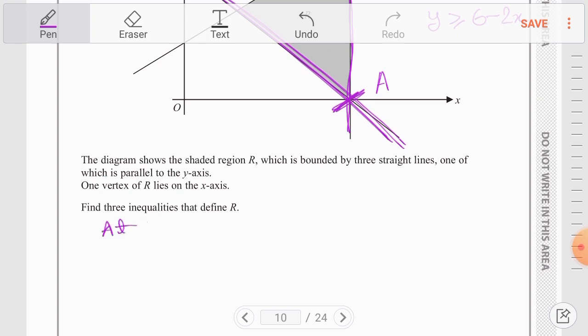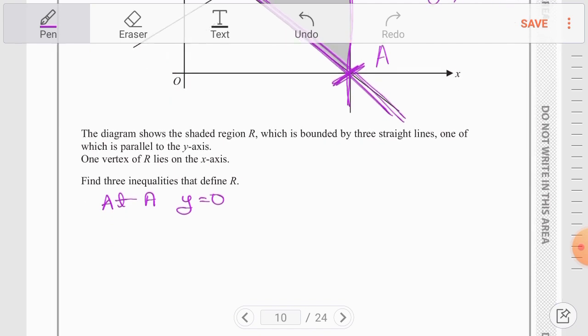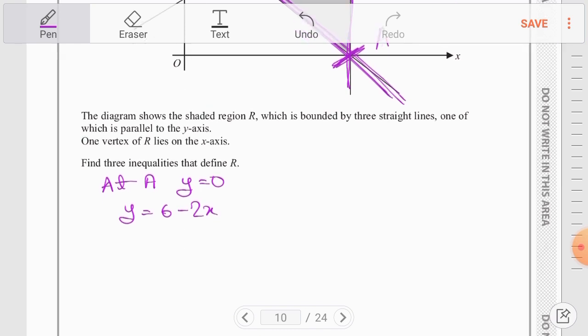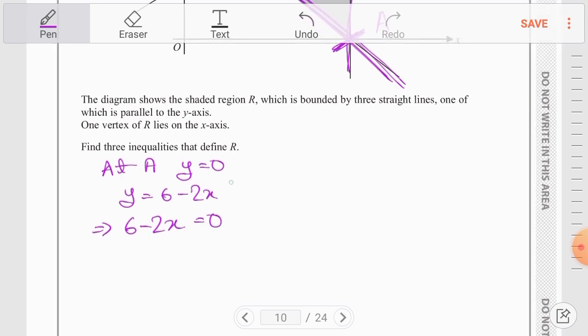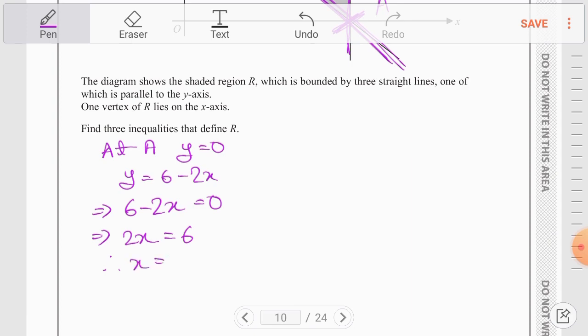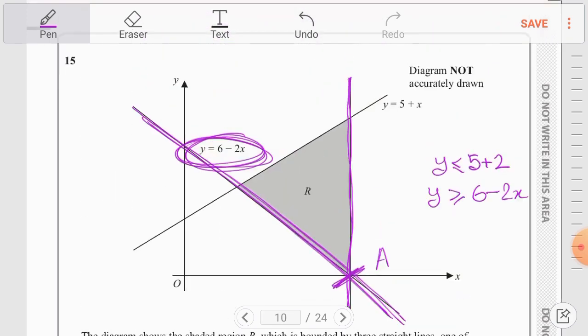At A, y equals 0. Why is y equal to 0? Because point A lies directly on the x-axis, so y equals 0. We are using the equation y equals 6 minus 2x, and as y equals 0, we can write it as 6 minus 2x equals 0, because we are using the value for y. So make x the subject of the equation. That would be 2x equals 6 and x equals 3. So we now know the equation for this line. It is x equals 3.